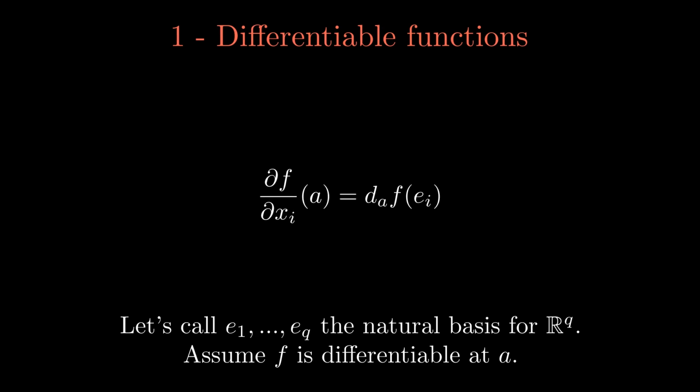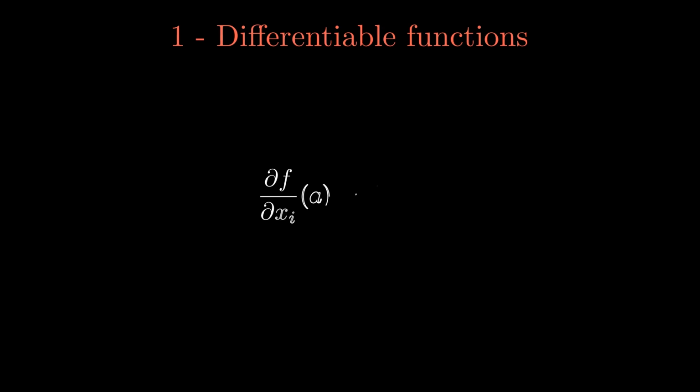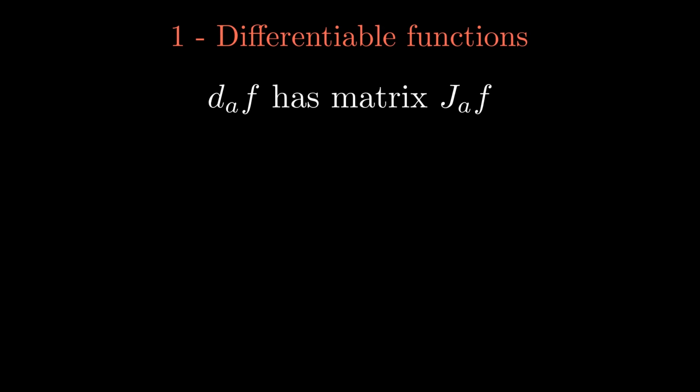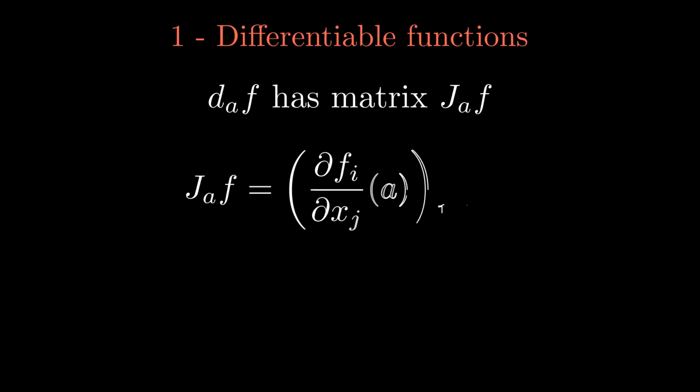And get this nice result. So the two notions are indeed related. In fact, they are almost synonyms. The differential of f at A is a linear function, and so it has a matrix. We call it the Jacobian matrix of f at A. What we just showed about partial derivatives allows us to describe the whole matrix.